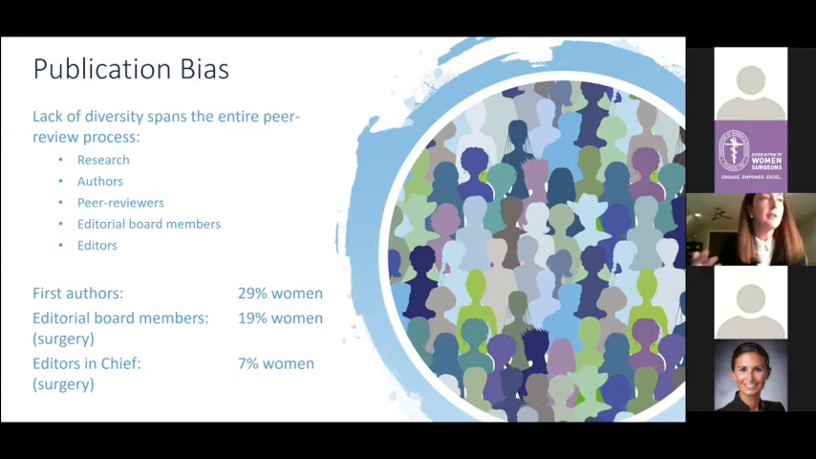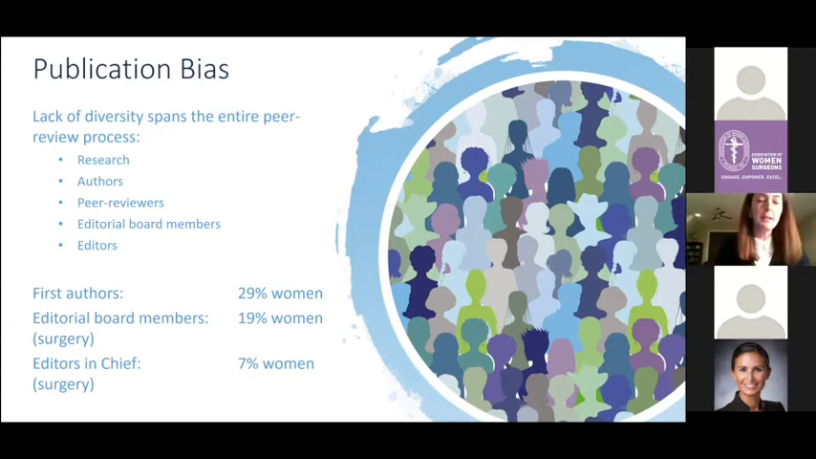research. Because another example is if you're doing a project that is looking at say mostly males. Let's talk about any research done in the VA. So is that research really applicable for a greater population? Probably not. So these are the things you need to think about. Authorship, we need diversity there. Peer reviewers, editorial board members, and editors. And we looked at our own discipline of surgery.